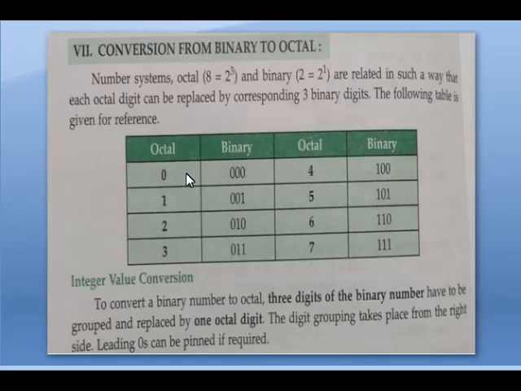Here it is written as integer value conversion. To convert a binary number to octal, 3 digits of the binary number have to be grouped and replaced by one octal digit. The digit grouping takes place from the right side. Leading zeros can be added if required. So this is the table of octal numbers and binary numbers. I will teach you how to write the binary equivalent of a given octal number.